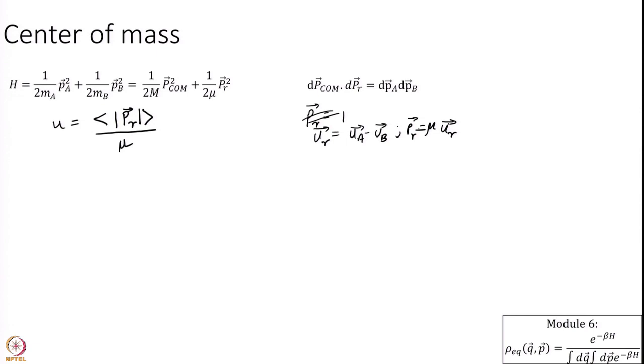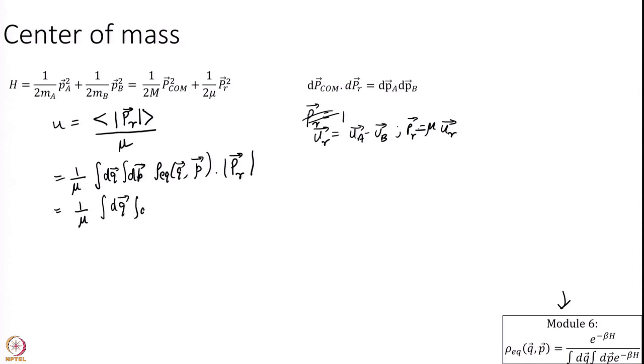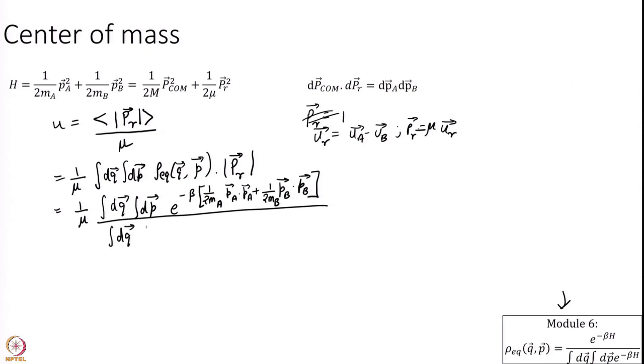So, how do we calculate this? Well, we use our general strategy of how we find averages, which is equal to 1 over the partition function, we calculate the integral of dq dp rho equilibrium of q comma p, that we looked at a few modules ago, that is also shown here, times the quantity that I want to average. So, I go ahead and formally put in rho equilibrium as e to the power of minus beta H. And H is nothing but p_a square over 2 m_a plus p_b square over 2 m_b, divided by the partition function. And you can go back and revise the modules.